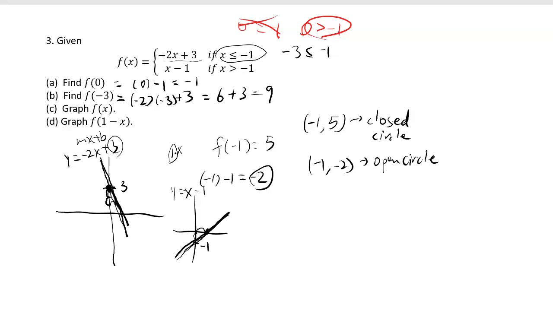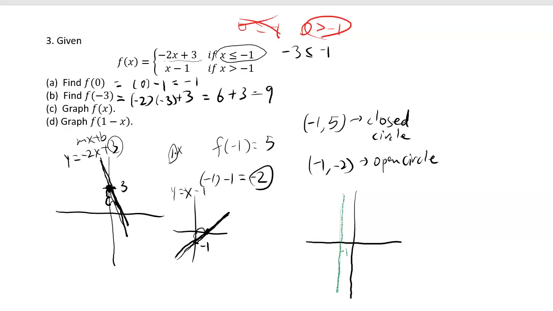Now, it turns out that because this graph is only valid for before negative 1, when you put them together, here's what you have to think about. We're going to make the graph quite big. Here's this negative 1. Okay, this is negative 1.